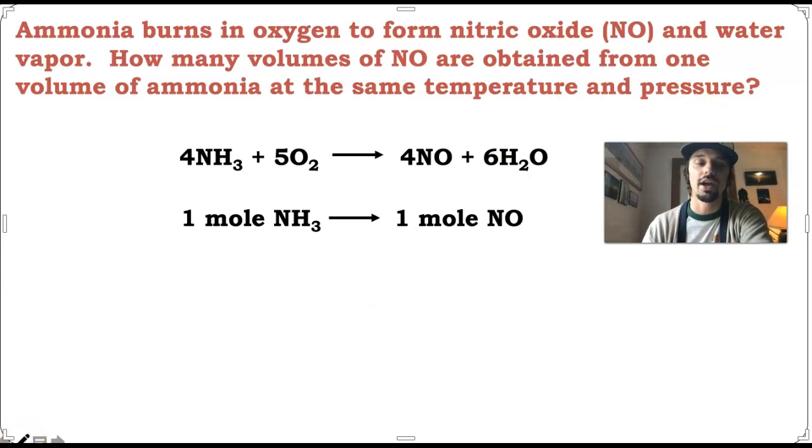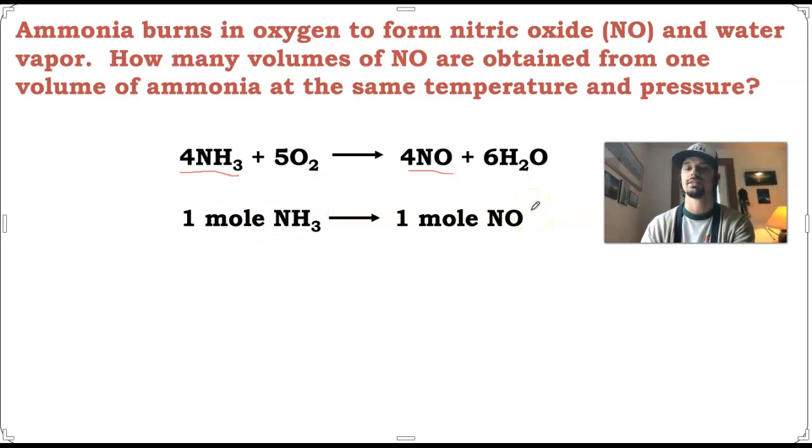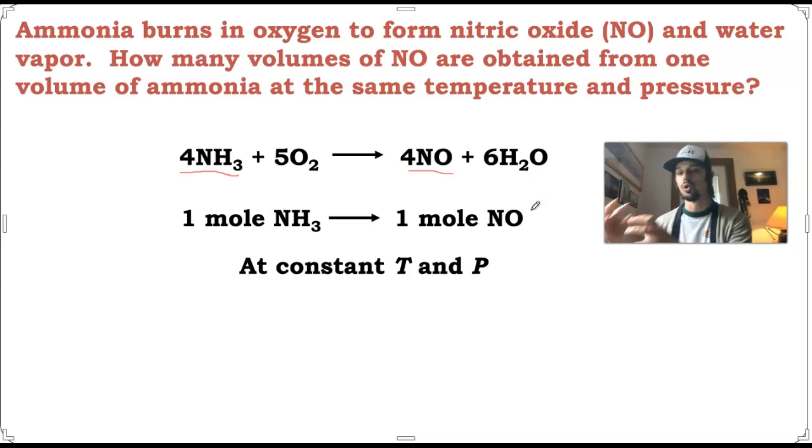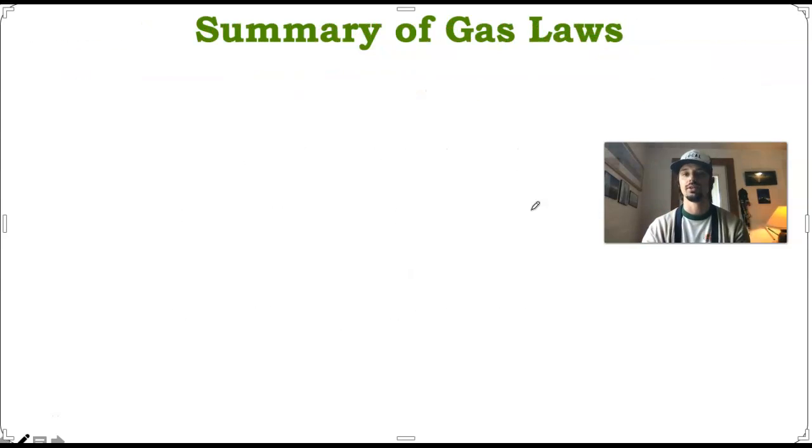So to answer this question, I use that balanced chemical equation. My balanced chemical equation says 4 moles of ammonia produce 4 moles of nitrogen monoxide. Or 1 mole of ammonia produces 1 mole of nitrogen monoxide. So what I could say, because moles is directly related to volume, 1 volume of ammonia produces 1 volume of nitrogen monoxide.